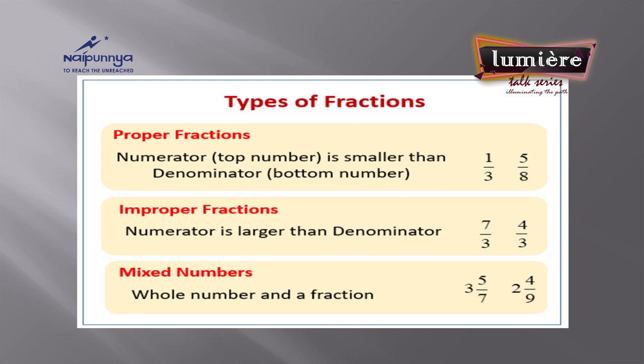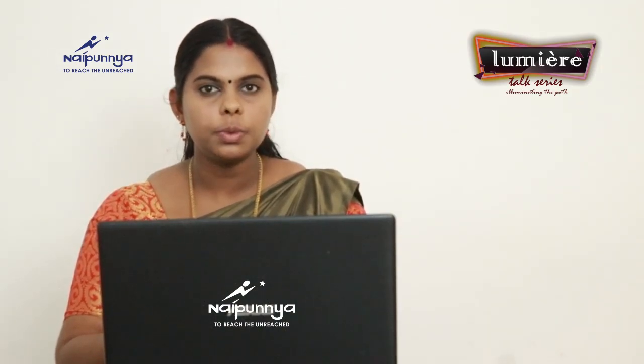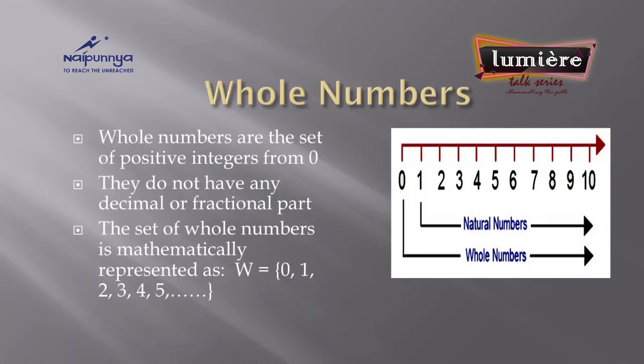The third category is mixed fraction. The mixed numbers will be a combination of whole numbers and a proper fraction. Example, 3 and 5 by 7, 2 and 4 by 9, etc. Next is whole numbers. Whole numbers are the set of numbers that comes from 0 to positive infinity. That is 0, 1, 2, 3, etc. up to infinity. They do not have any decimal or fractional part. It can also be represented in a number line as shown in the figure.